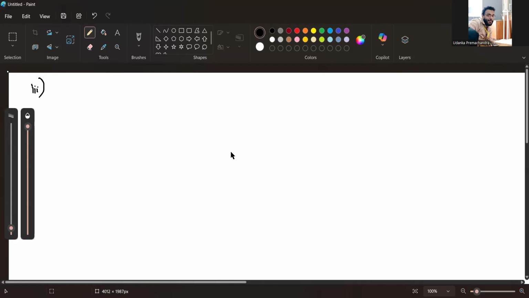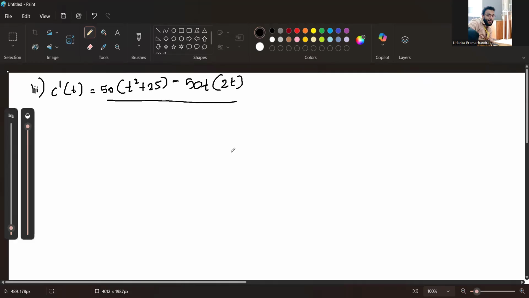C dash, that is, the differentiation of that part. If they are having division, you can write down the lower one first and the upper one's derivative. So it's t squared plus 25, minus the lower one and upper one's derivative, minus the upper one 50t and the lower one's derivative t squared, 2t, over the lower one squared, t squared plus 25 squared. Here should be the differentiation.